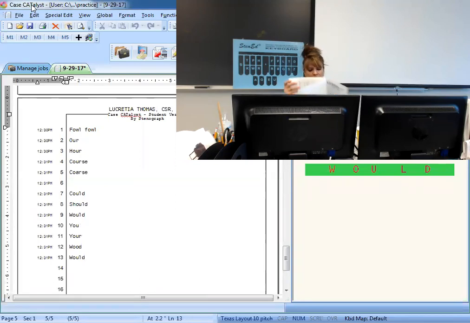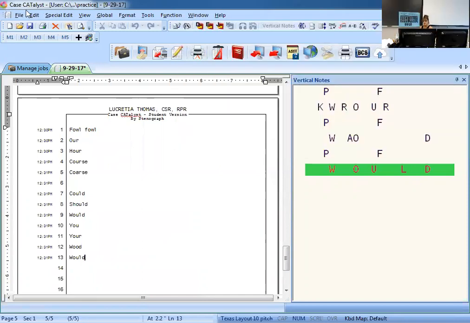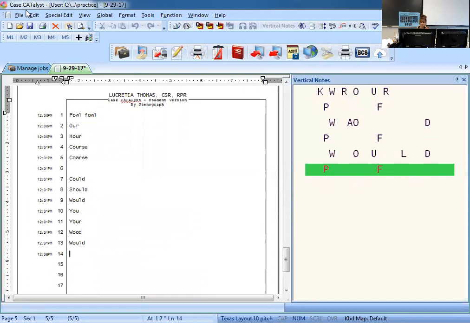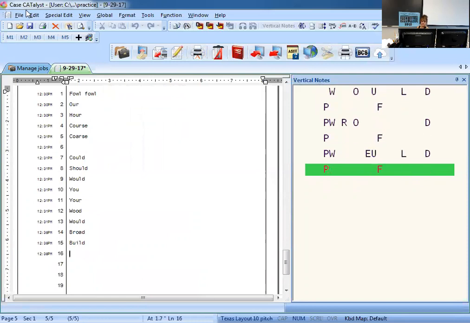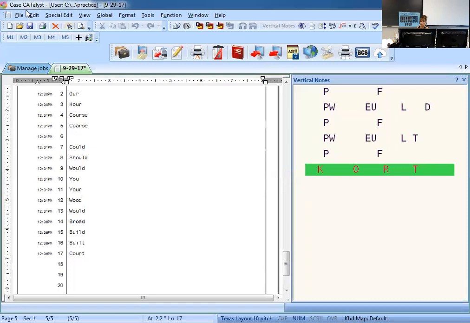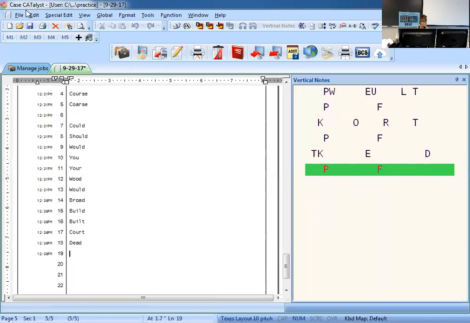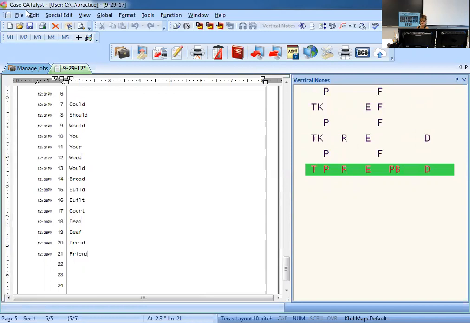Okay, and so remember, I'm only writing the vowels that I'm hearing, okay? So let me just minimize myself, and I'm going to dictate the word, and just notice that I'm just writing the vowel that I'm pronouncing. So broad, build, built, just the I. Court, I don't say the U in there, it's just the O, court. Dead, death, just the E. Dread, I'm hearing the E, dread. Friend, E.